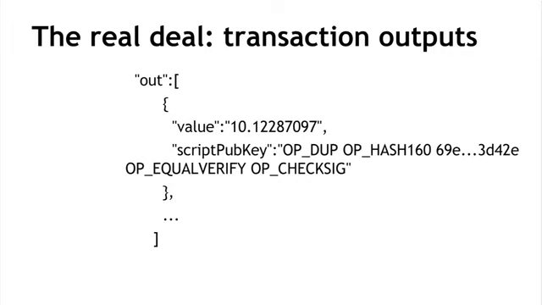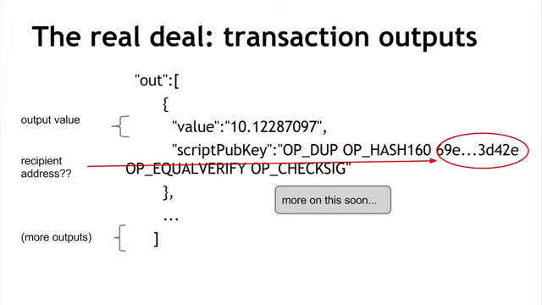Now the outputs have just two things. They have a value, so each output can have a different value. The sum of all the outputs has to be less than the sum of all the inputs. And then there's this funny thing that looks like what we want to be the recipient address. Each output is supposed to go to a specific person or a specific public key. There is some stuff in there that looks like the hash of a public key, but there's also some other stuff that looks like a script. And in fact, it is a script, and we'll talk more about that very soon.